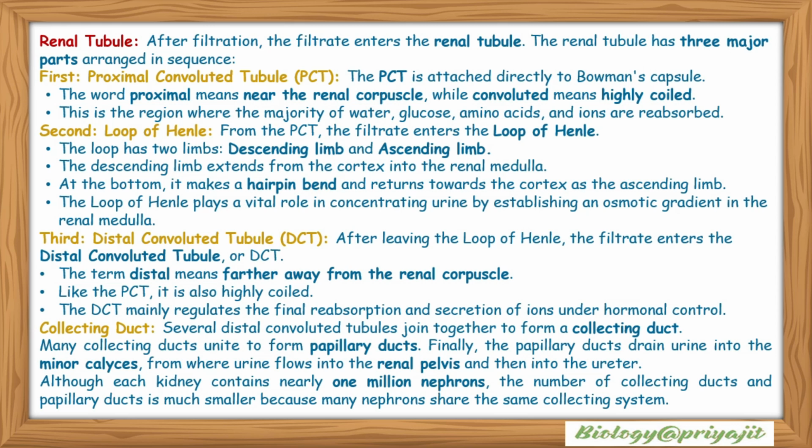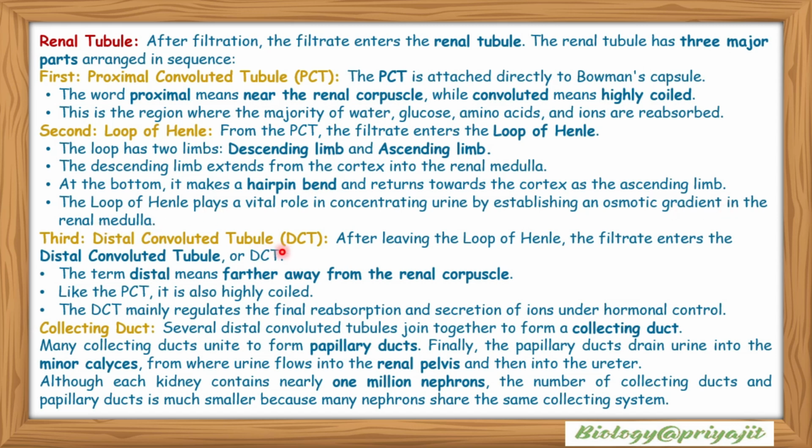Secondly, there is the loop of Henle. From the proximal convoluted tubule, the filtrate enters the loop of Henle. The loop has two limbs: the descending limb and the ascending limb. The descending limb extends from the cortex into the renal medulla. At the bottom, it forms a hairpin bend and returns towards the cortex as the ascending limb. The loop of Henle plays a vital role in concentrating urine by establishing an osmotic gradient in the renal medulla.